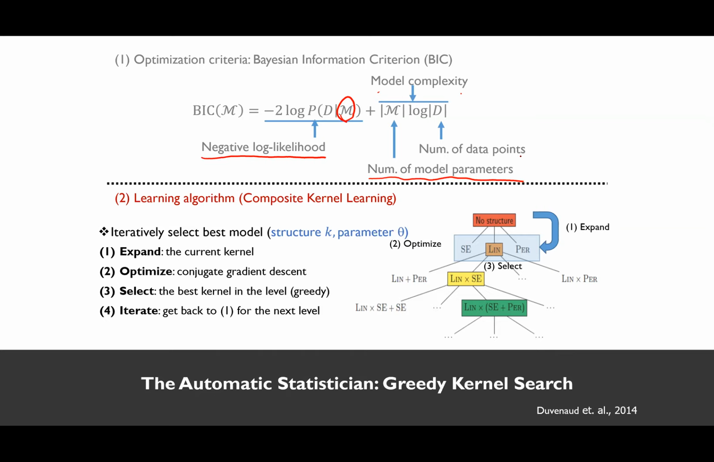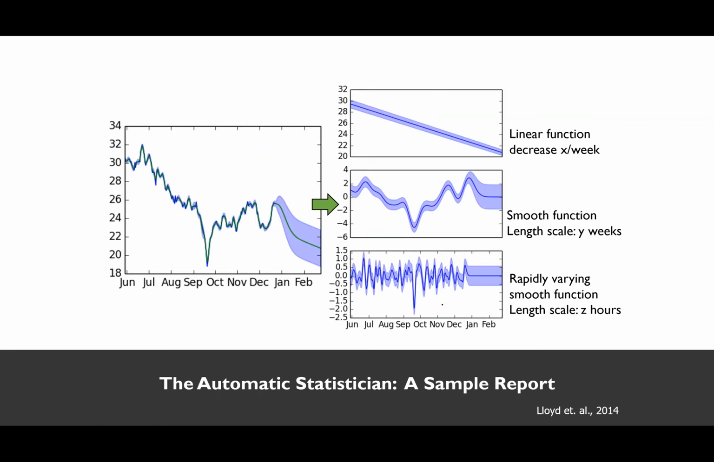So this procedure is expansion starting with no structure: squared exponential, linear, periodicity, and then expansion with linear plus periodic, and multiplying with the squared exponential and so on. When one of these is selected as best, we improve further. So this is a greedy procedure, which is not finding the global optimum, but finding the optimum in one expansion and expanding more in the next layer and so on. If we do this, then the original sequence is decomposed into a linear function, a smooth function, a rapidly varying function and so on. So we can explain that in text.